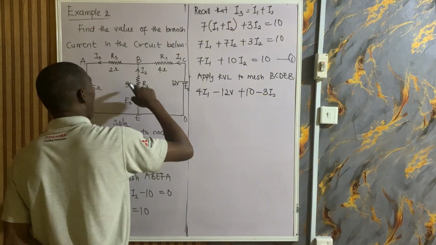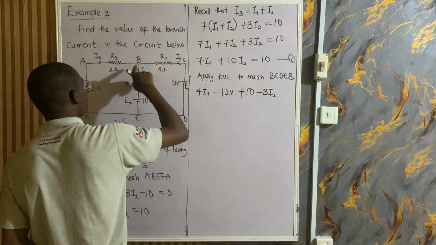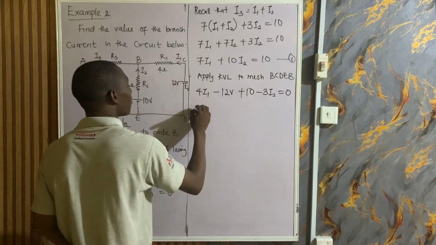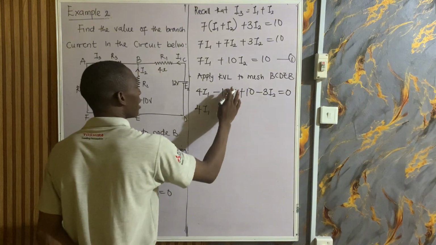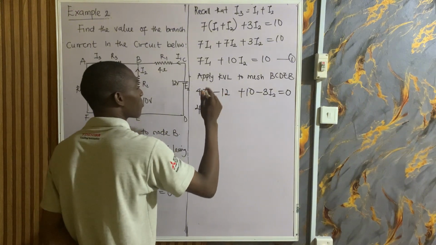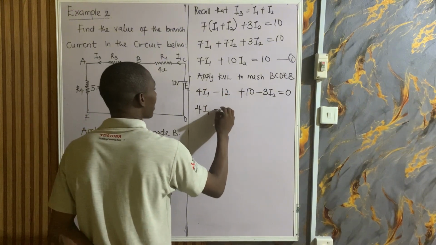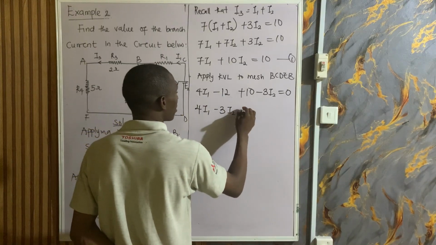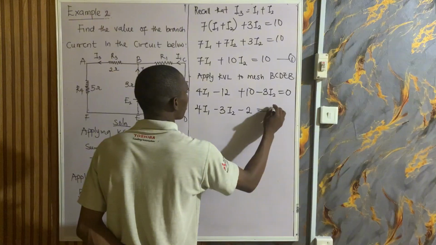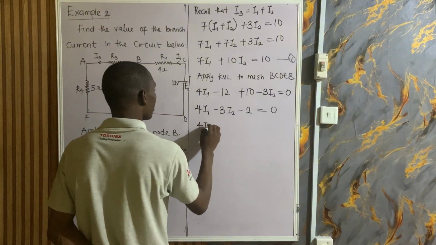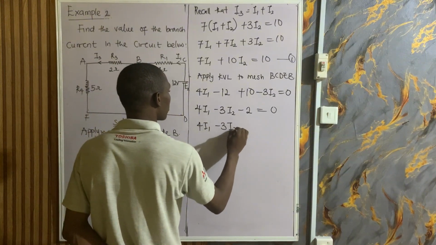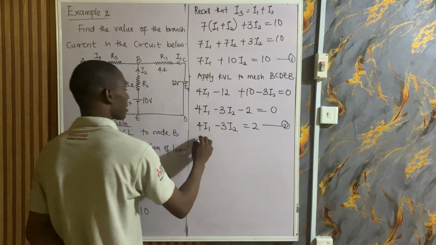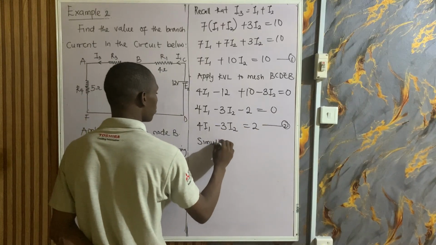That's positive. And then here, I'm going upward, in the same direction. This is equal to 10. So we have 4I1, this is 12 volts, then minus 3I2. We're going to have minus 12 plus 10, that is minus 2, equals 0. So this will be 4I1 minus 3I2 equals 2. Equation 2. So now simultaneously solving equations 1 and 2.